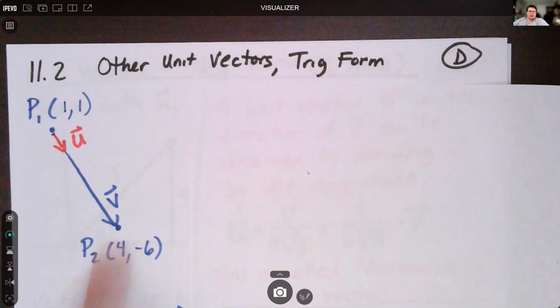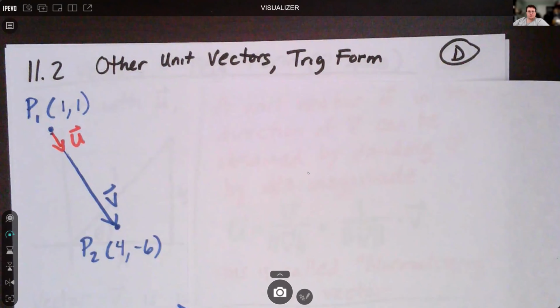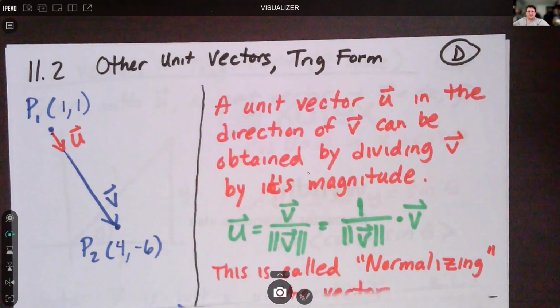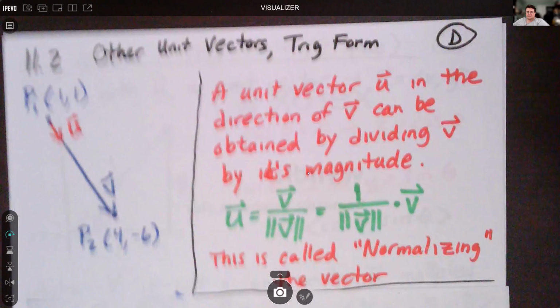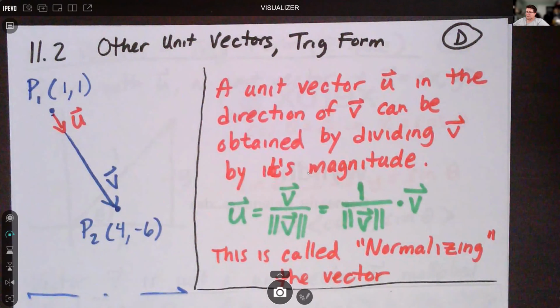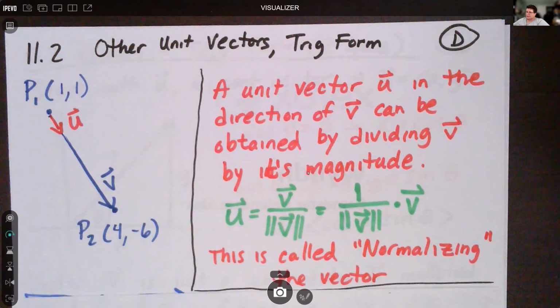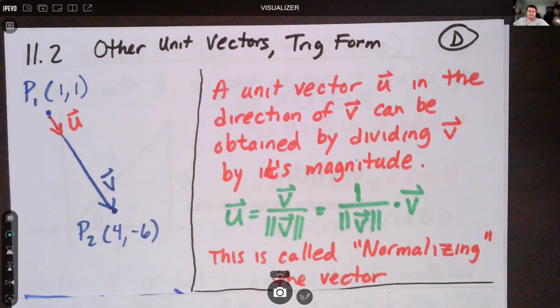It's got some magnitude. And if I want to find a unit vector in that direction, what I can do is take the magnitude of V and divide V by it. So the unit vector, in this picture I wrote U, the unit vector U in the direction of V is obtained by dividing V by its magnitude. This is called normalizing the vector because it's still pointed in the same direction, still originating at the same spot. We're just finding a vector of unit length of 1 there. And so we either divide by it or multiply by the reciprocal of the magnitude.